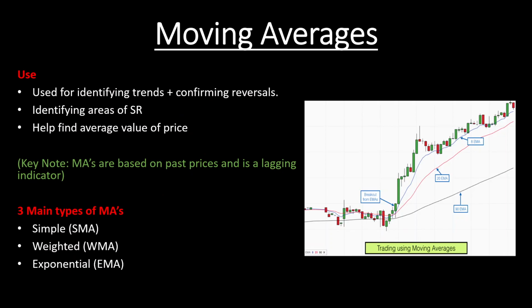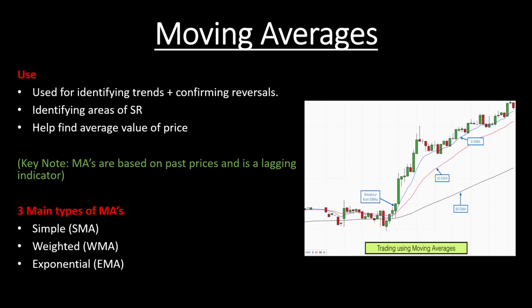So, moving averages are used for identifying trends and confirming reversals. They're good for identifying areas of support and resistance. They help find average value of price. Sometimes it helps having a moving average to kind of reduce that noise and fluctuation, depending obviously which length of a moving average you use.